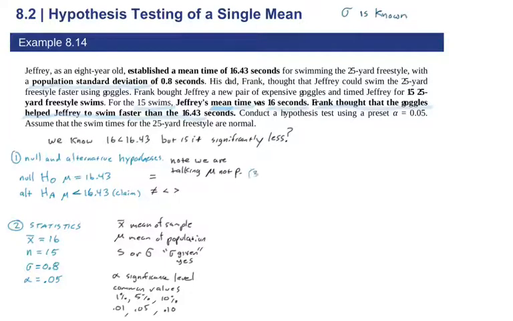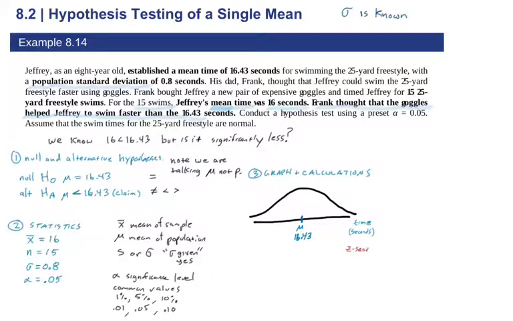All right, let's look at step 3, which means we're going to graph and do our calculations. Let's always do our sketch and label everything. Right in the middle is going to be our mean, what we're assuming the mean to be, 16.43. Notice this is time in seconds. We're going to label this x-axis a couple of ways. This is with the actual units, but we could also talk about it in terms of z-scores, and that's going to be very important. If we're talking z-scores, then right in the middle is 0. Our mean is going to be 0 in that case.